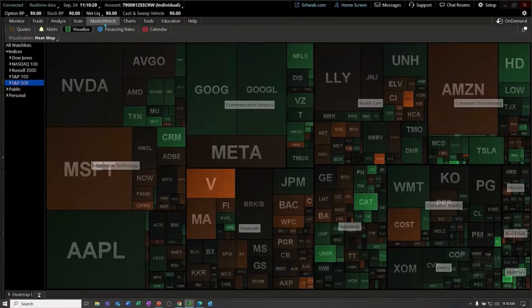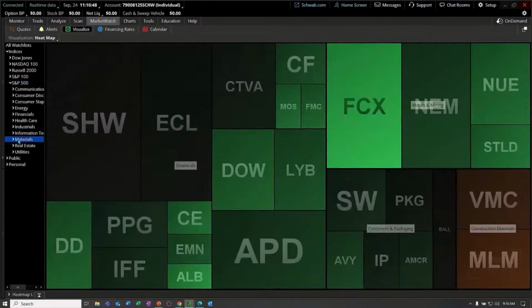If we go to MarketWatch, and I go to the Visualize, and we go S&P 500, what you're now going to notice is we got a little crop down here in the bottom right-hand side. I'm down here at the bottom right. If I click on, for example, that bottom right, or I could open this and go right to materials, it's going to expand that section. Let me show you that.